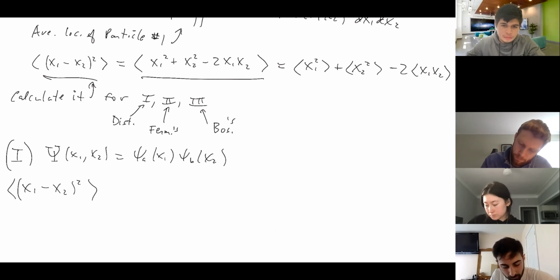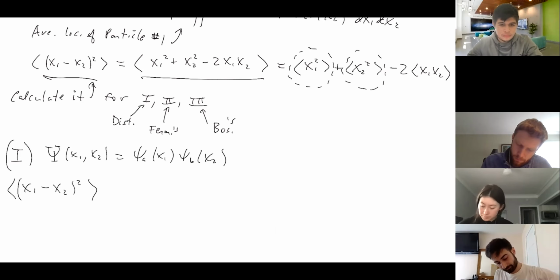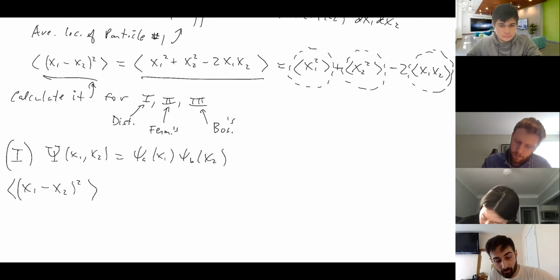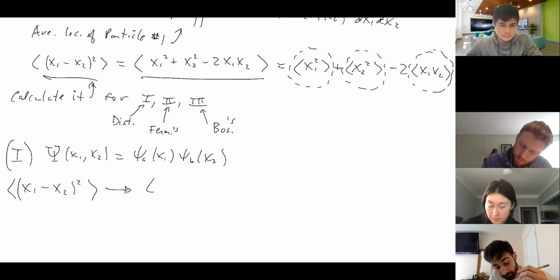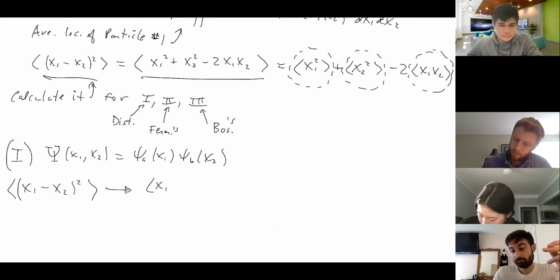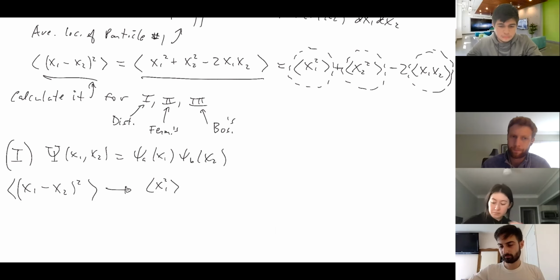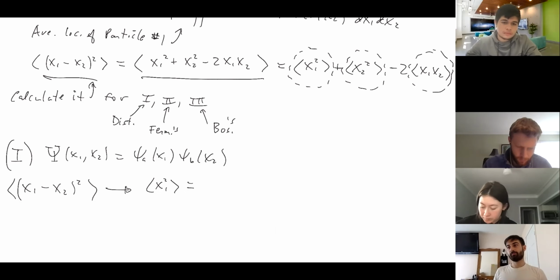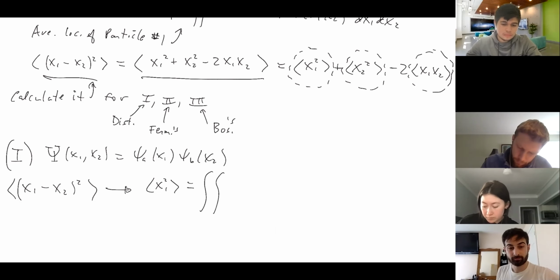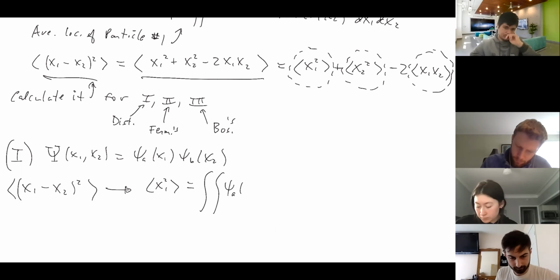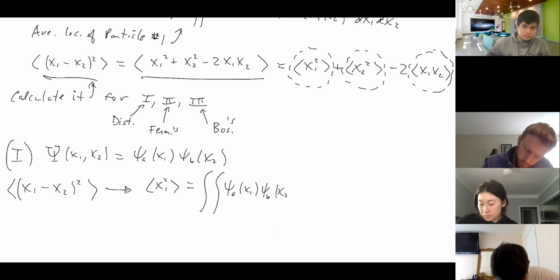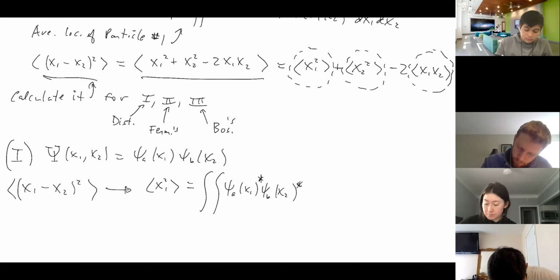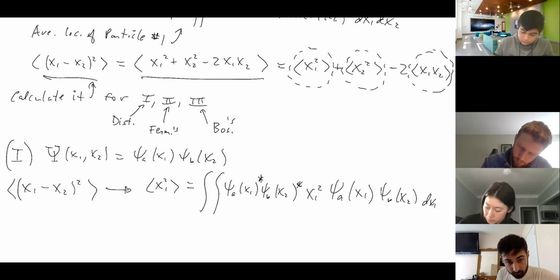When we calculate it, we see that we have to calculate these three components, so let's do them each. First, let's calculate the expectation value of the position of particle 1 squared. I just have to integrate it twice: psi a of x1, psi b of x2, star, x1 squared, and then psi a of x1, psi b of x2, dx1 dx2.